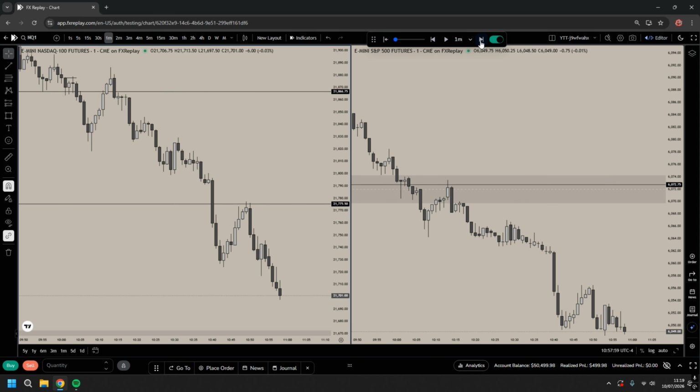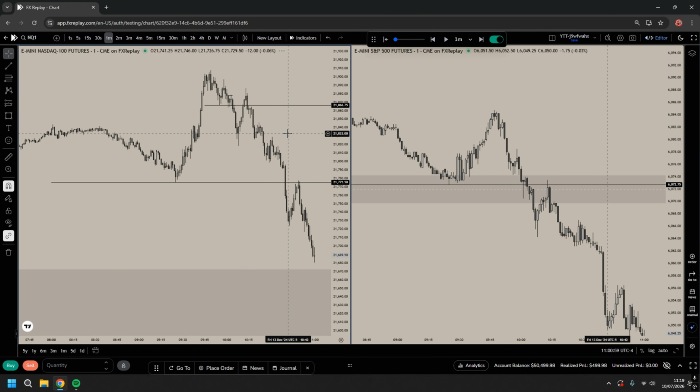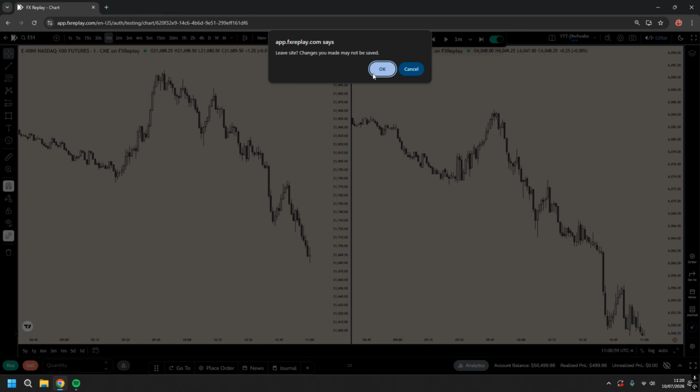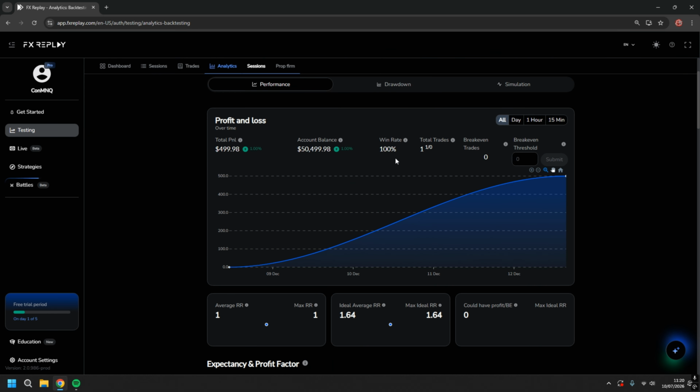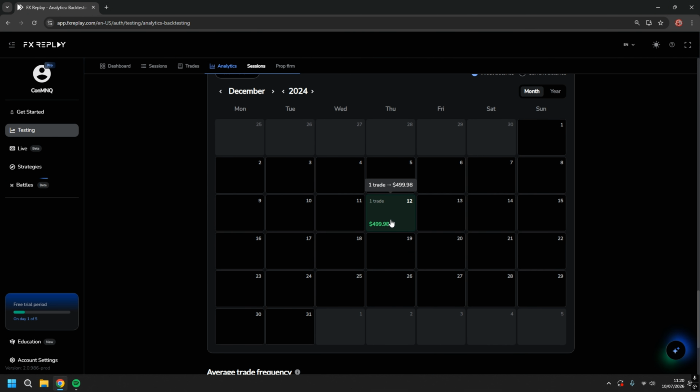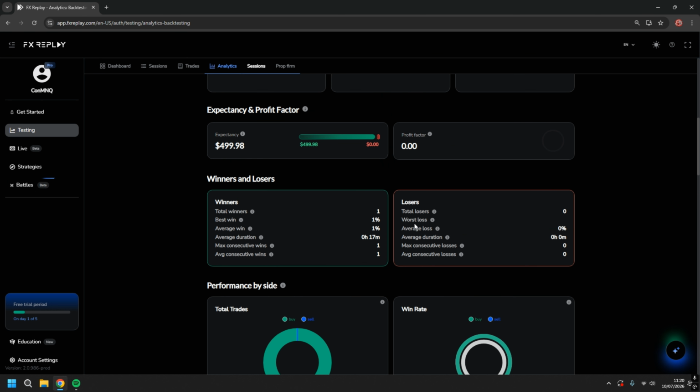Yeah. And that is the end of the session. So that is the end of the week as well. One trade, 100% win rate, 1 hour on average. When did the trade come? It came on Thursday. So yeah, pretty bad price action there.